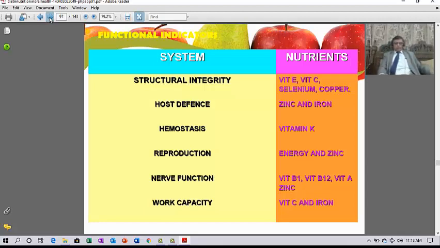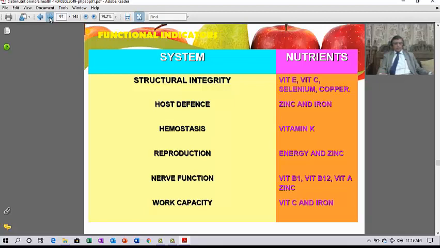Well, what are the functional indicators? These are for structural integrity. Erythrocyte fragility is affected by vitamin E. Capillary fragility is detected by vitamin C. Host defenses by zinc and iron. Hemostasis, prothrombin time detects vitamin K levels. Reproduction by sperm count, and it points towards zinc and vitamin E.